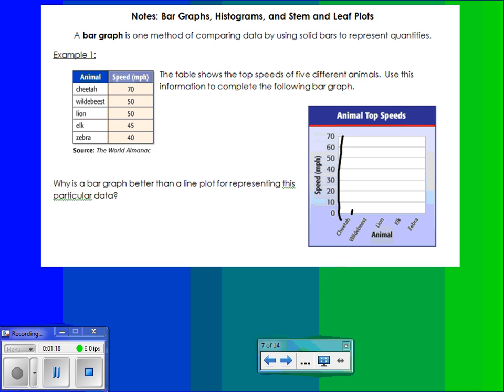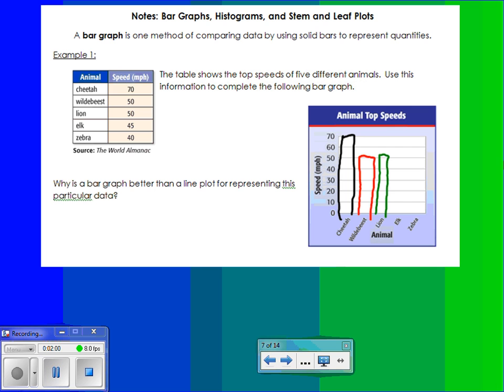Now, the important thing about a bar graph is, is a cheetah the same thing as a wildebeest? No. Is it even close to being a wildebeest? No. So we have to make sure that our bars are separate. Touching bars means that there's some kind of a relationship between the two things. So we don't want our bars to touch when we're doing a bar graph. A wildebeest goes 50, so we're going to make a bar for the wildebeest up to 50, correct? Yes. Same way with lion, elk, and zebra, your bars have to be separate. So for lion, we'll also go to 50.